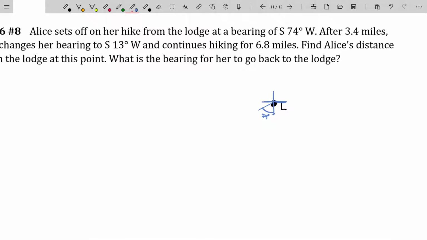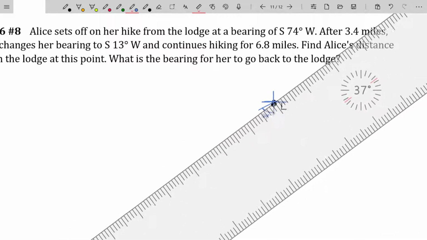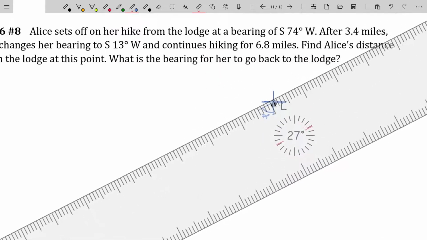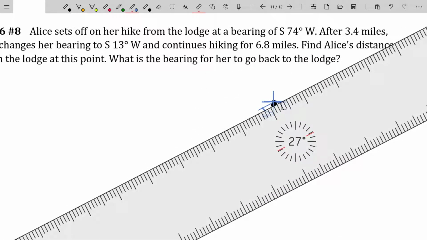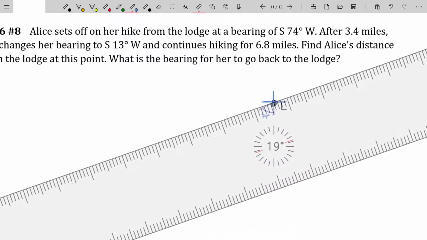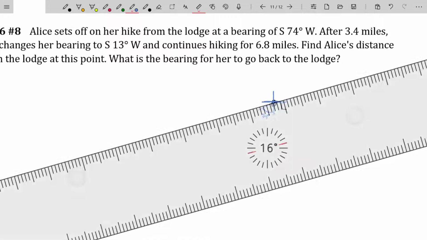Now I'm also going to bring in a ruler here, and my ruler can actually do 74 degrees. So 90 minus 74 would be 16. So I want a 16 degree angle here. So in reality, this is 74 degrees. And I'll use black to sketch out her path.